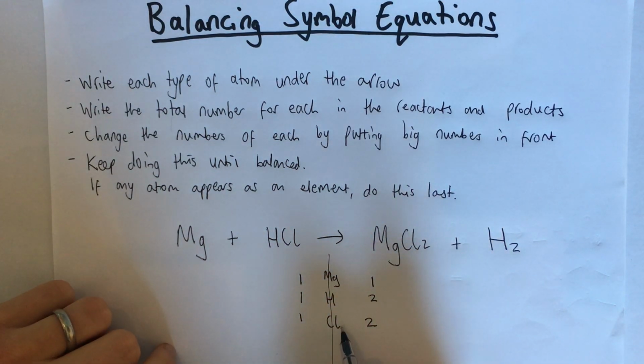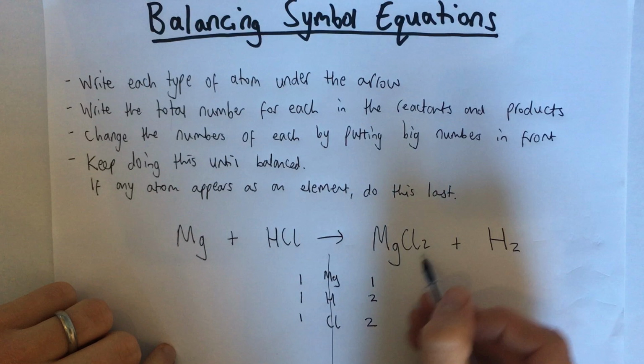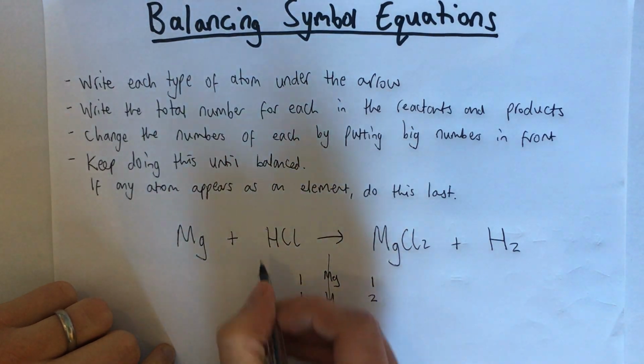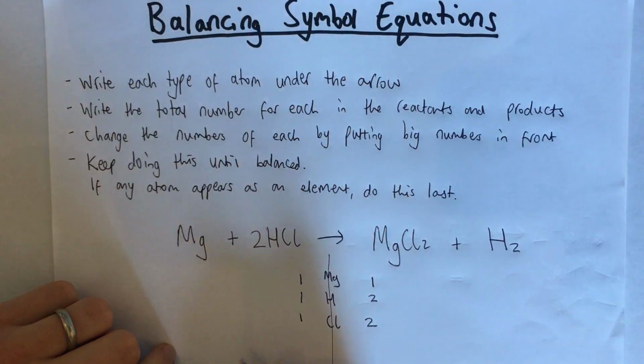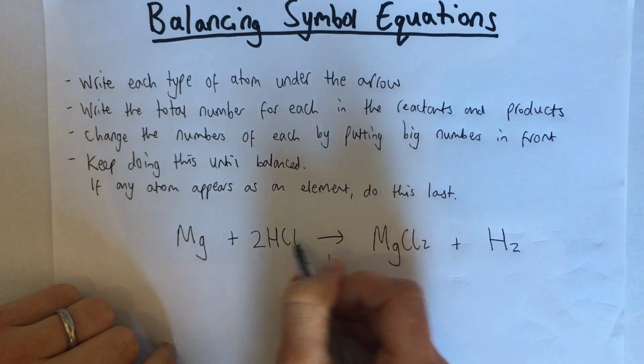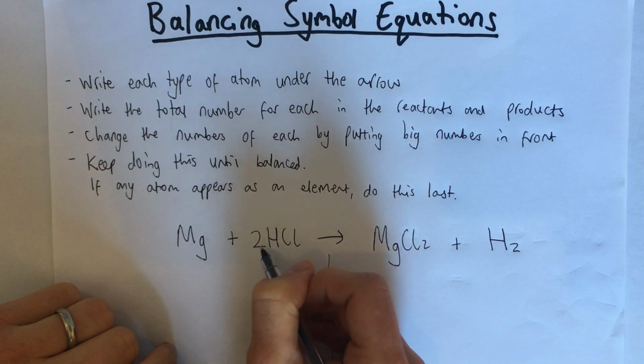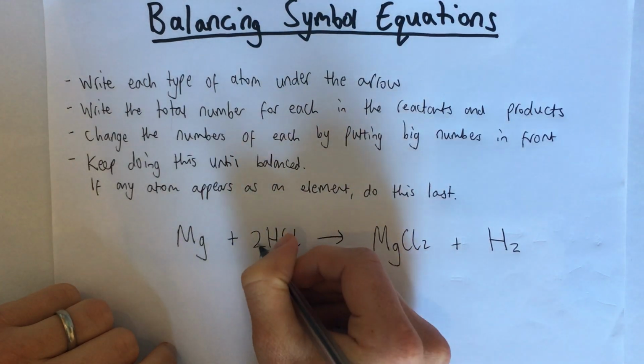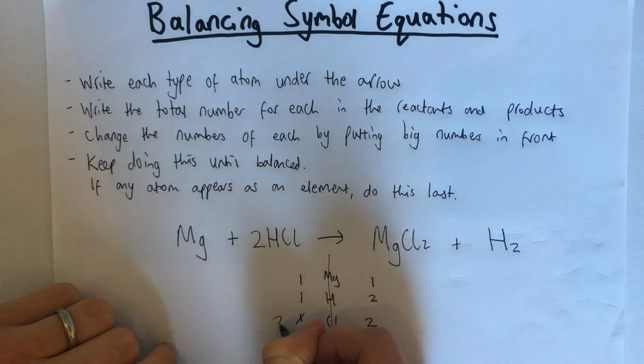Let's do chlorine first. I've got 2 chlorine atoms here, but only 1 here. So I'm going to put a big 2 in front here. Remember, I can't put a little 2 there. That would change the formula of it. I've got to put big numbers in front. So that means that there are now 2 times the 1. So there's now 2 chlorine atoms.